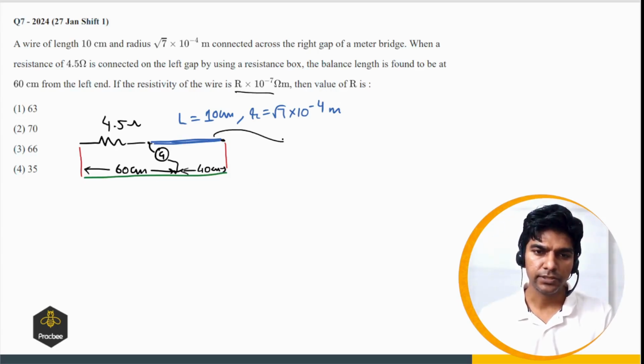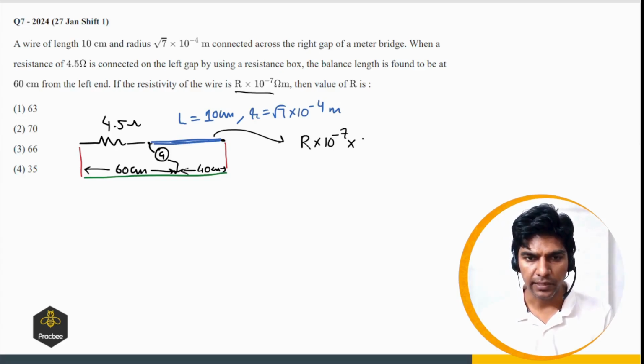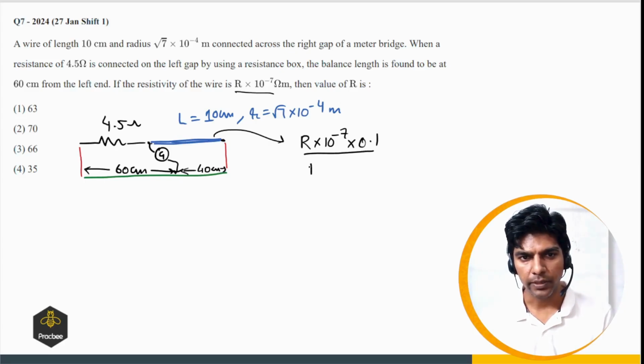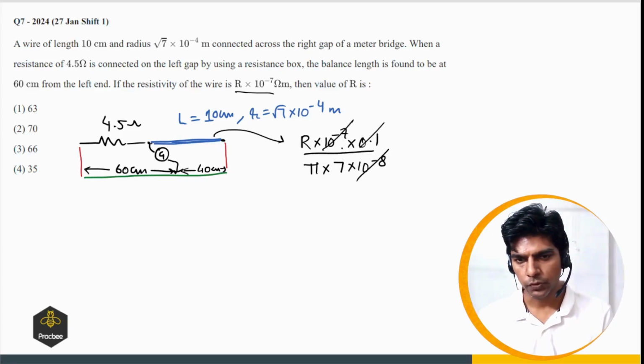Okay, so what is the resistance of this unknown wire? It will be resistivity, which is R into 10 raised to power minus 7, times length, which is 0.1, divided by the area of cross section, which will be pi R square, and it will be 7 times 10 raised to power minus 8. So this 10 raised to power minus 8 will get cancelled out with 10 raised to power minus 8 in the numerator. So that is the resistance.